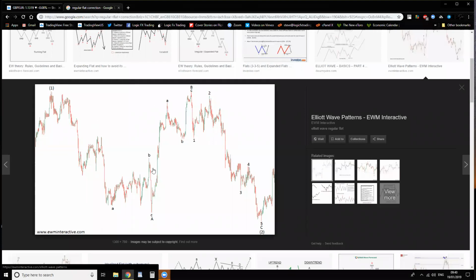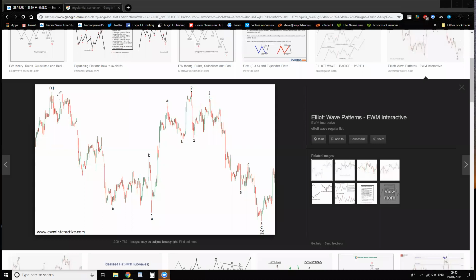Okay, I found one here. Now, the reason I'm picking this one is purely and simply because it certainly doesn't look like a straight A, B, C, 1, 2, 3, 4, 5. It doesn't look like that, but yet it is a flat correction. And what we can do is we look at the whole thing, A, B, C, where C has come down and it's just broken, in this case, the bottom of A. There's the bottom of A, and there's where C has ended.